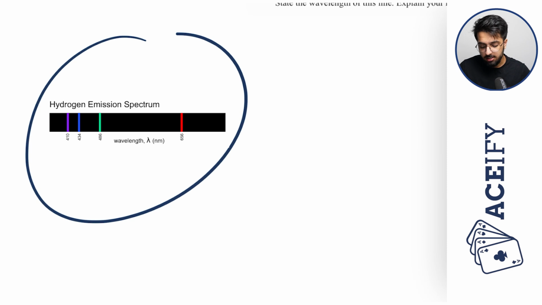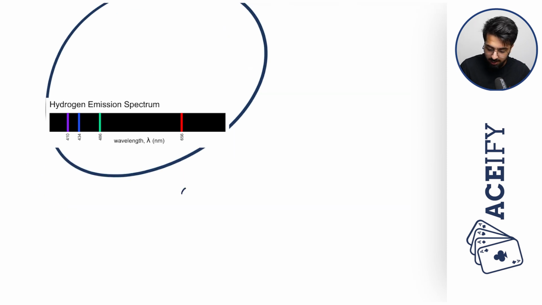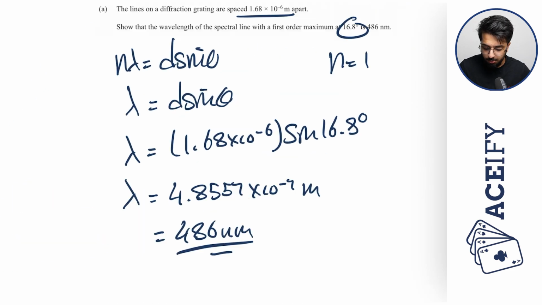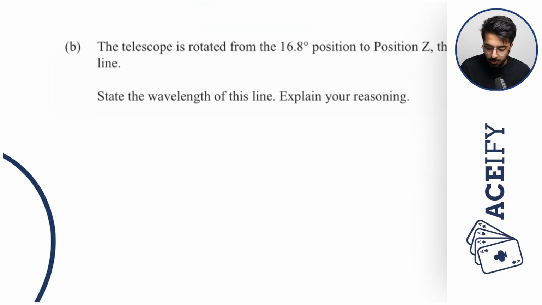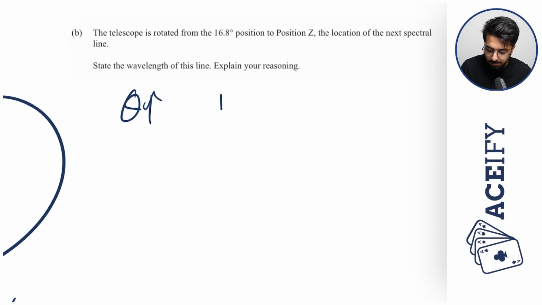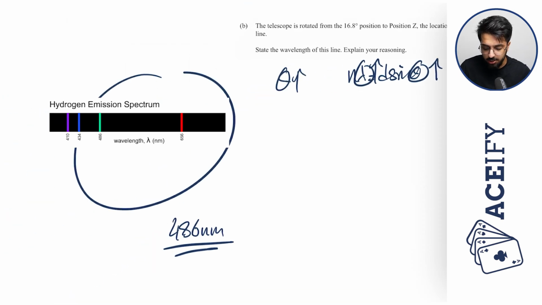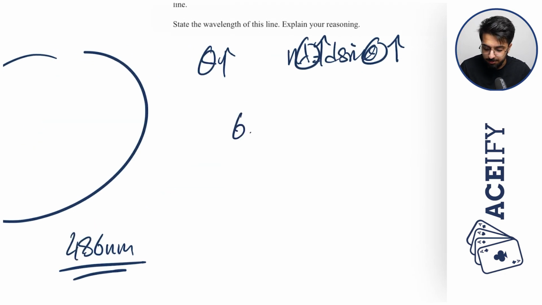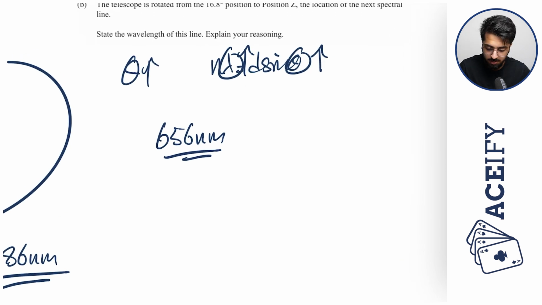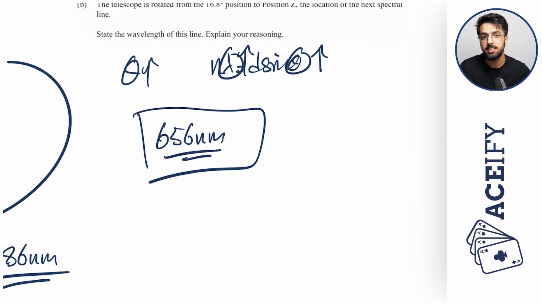If you look at that image, you can see that our 486 nanometer line is our green line, okay? If we go to our diagram over here, if we are moving it from the 16.8 degree position to the Z position, we are increasing the angle. So our theta value is increasing, and therefore as n lambda is equal to d sine theta, if our theta value is increasing, therefore our wavelength must increase. And if we look at our image again, we should see a red band on the right hand side, and that wavelength should be 656 nanometers. Alright, so this is our final answer of the wavelength of the next spectral line.